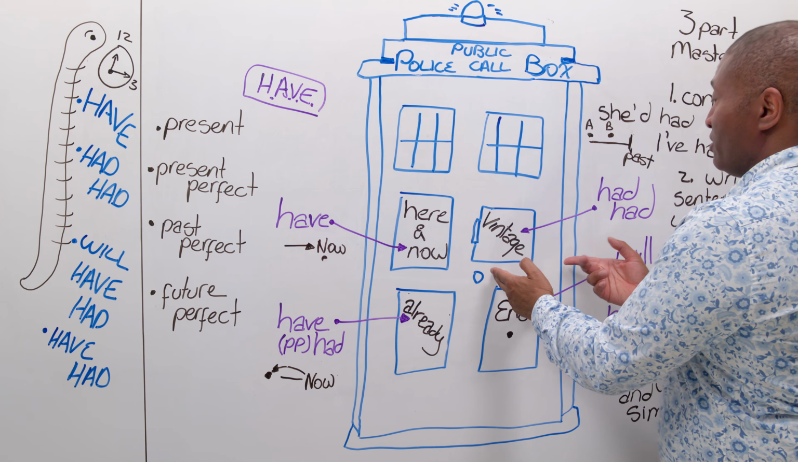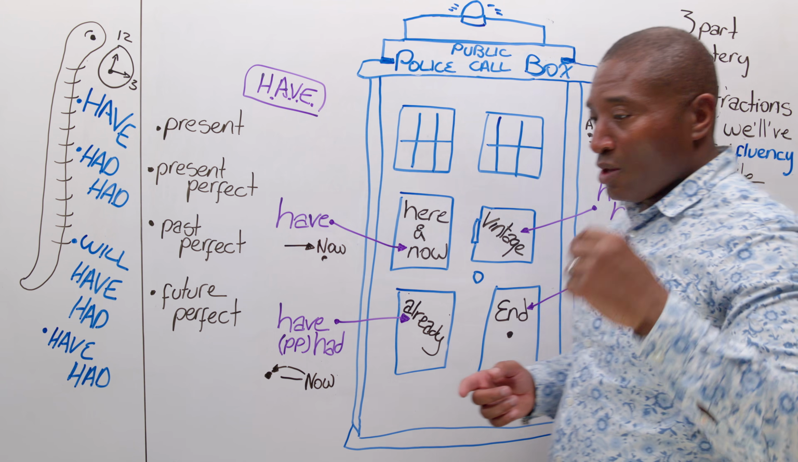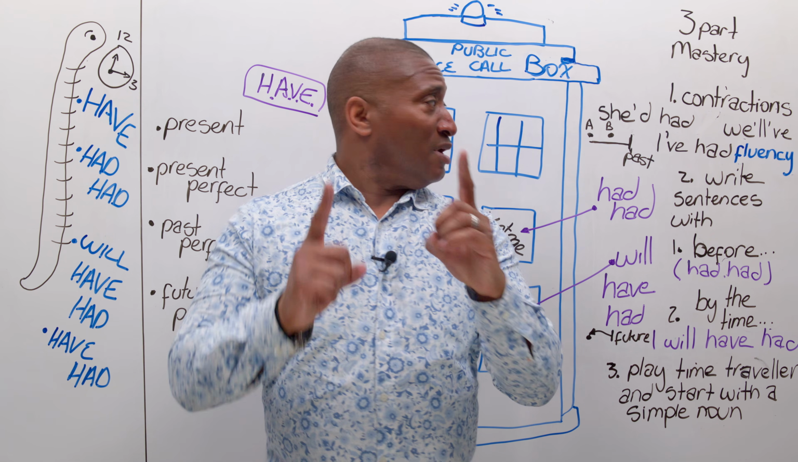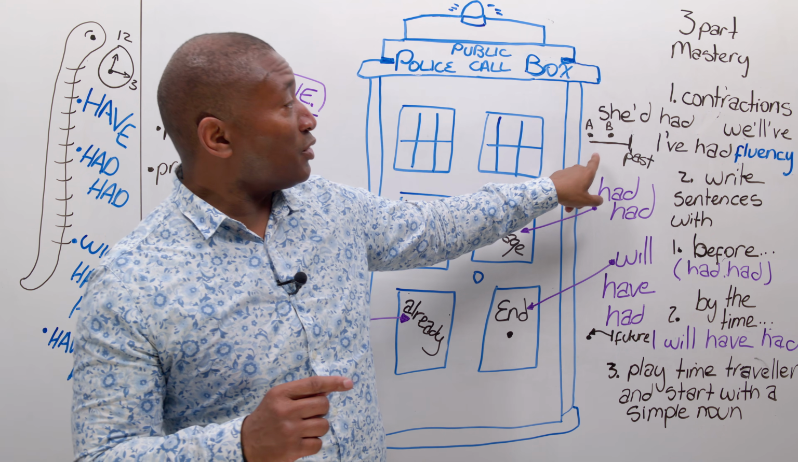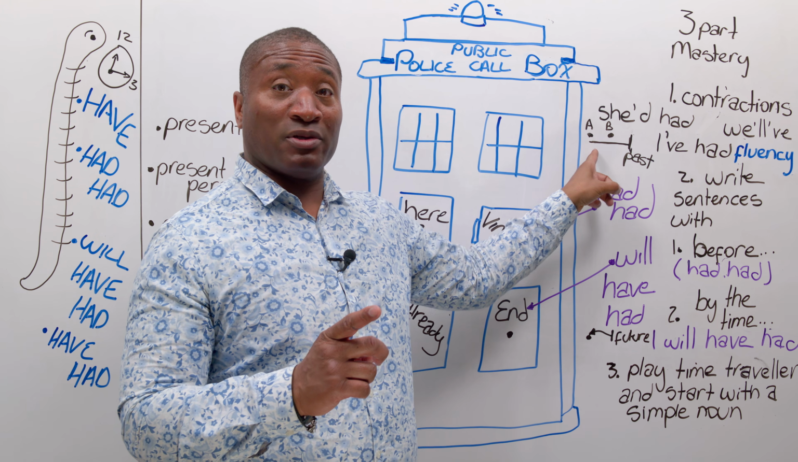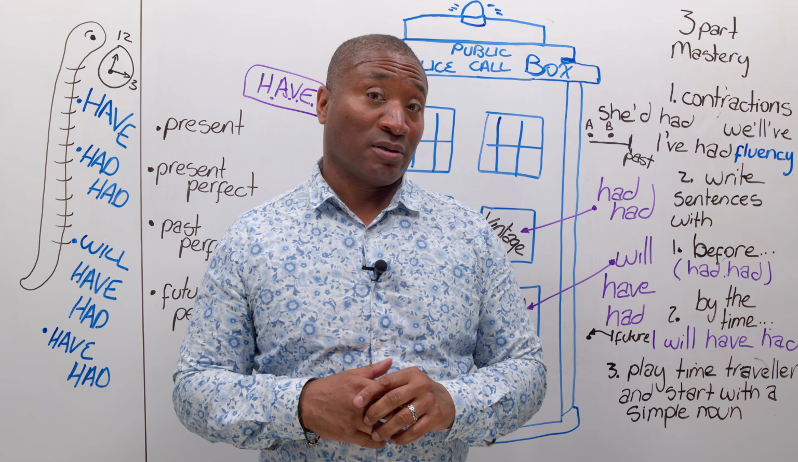And in this case, vintage, we're using for had. What does that mean? When we talk about had, two things happened, but it's not now. They both are in the past. The first had represents the first thing that happened. The second had represents the second thing that happened. Okay?